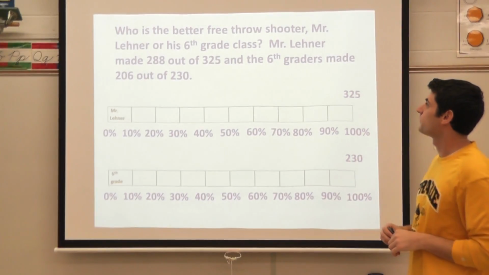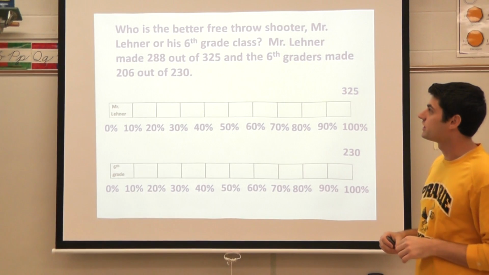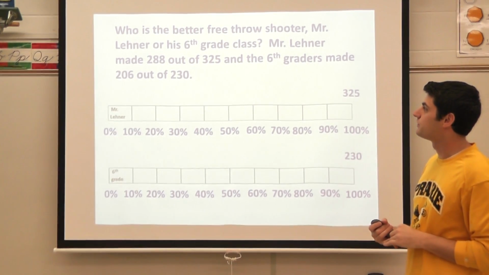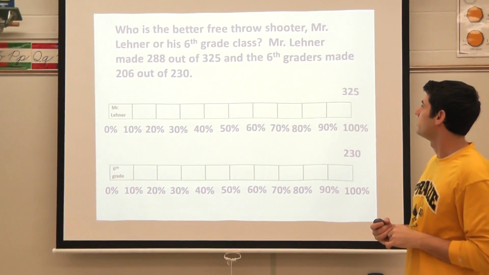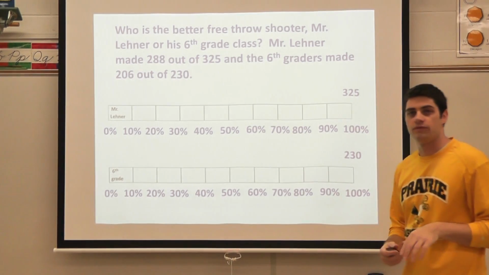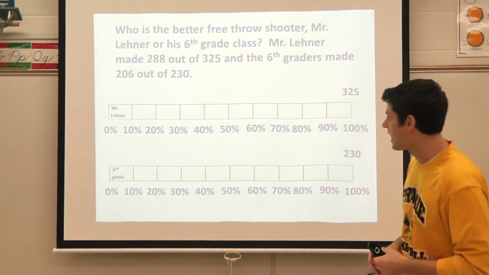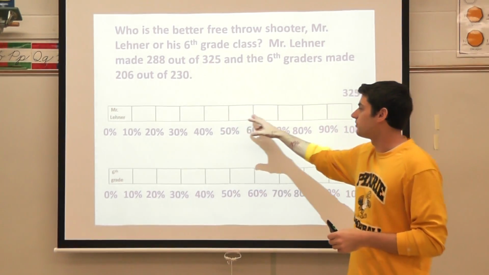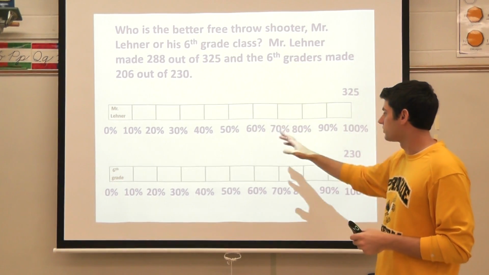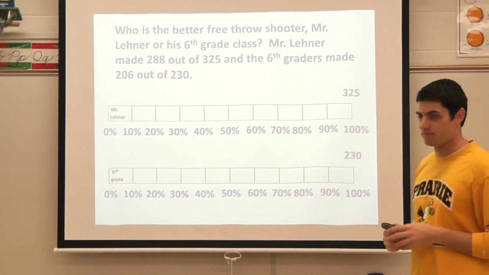It says, who is the better free throw shooter, Mr. Lehner or a 6th grade class? Mr. Lehner has made 288 out of 325, and the 6th graders made 206 out of 230. Now, you may have noticed something different in this problem. I have now broken up my fraction bar here into 10 different places, with each one going by 10%.